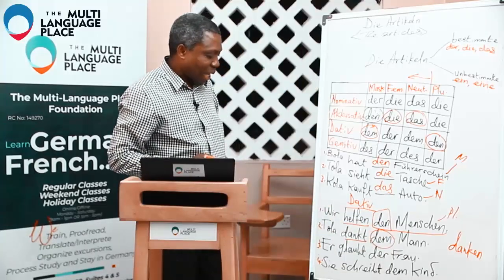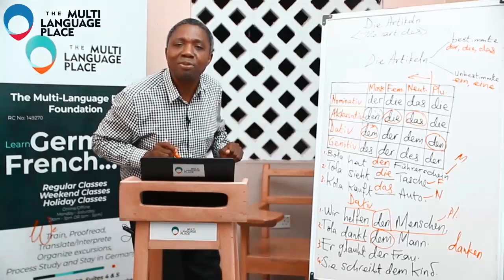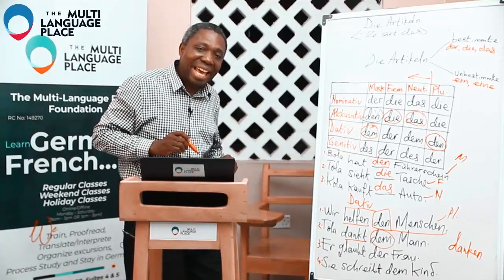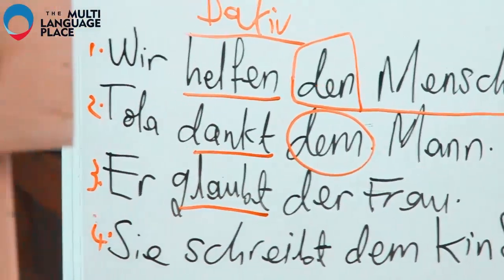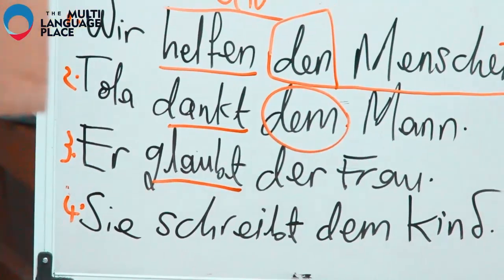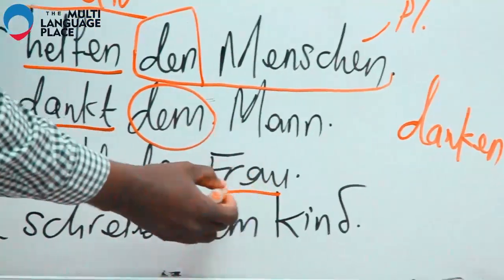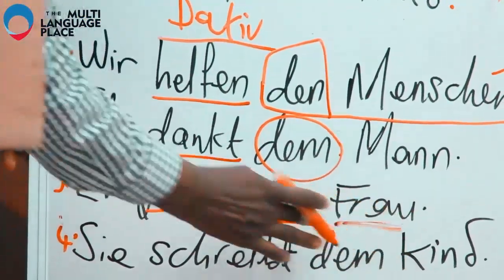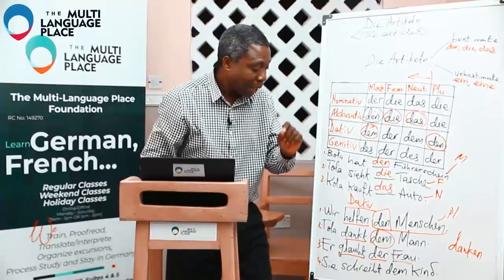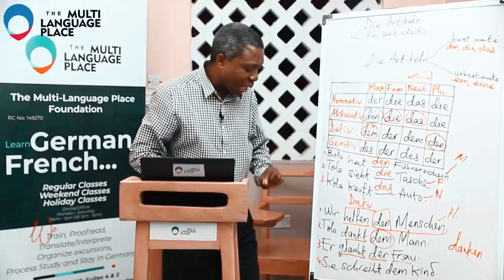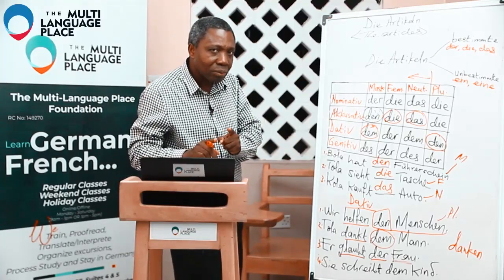We go to the next one. Glaubt, that's another verb. Glauben, to believe. Glaubt die Frau. This verb, glauben, controls the dative too. So, glaubt die Frau. How do we come across this there? You think of this noun. Is it masculine or feminine? Die Frau, feminine. And then, is it singular or plural? Singular. So we look for singular noun, feminine noun, dative.